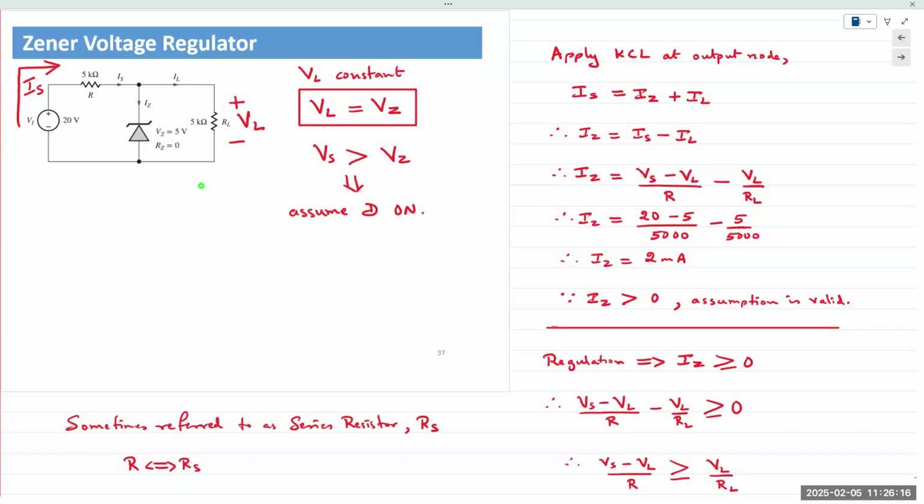So coming back to the question that was being asked earlier, the point is that the supply voltage must be greater than VZ, the Zener voltage, in order for the diode to turn on. In this case, VZ is 5 volts and the supply voltage is 20. So our assumption would be that the diode is on, right? Yes.